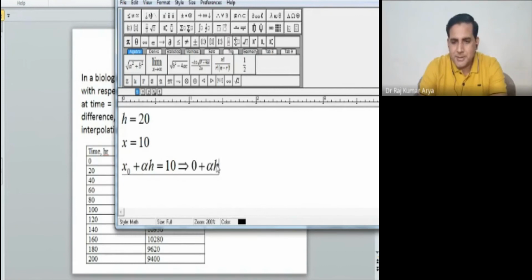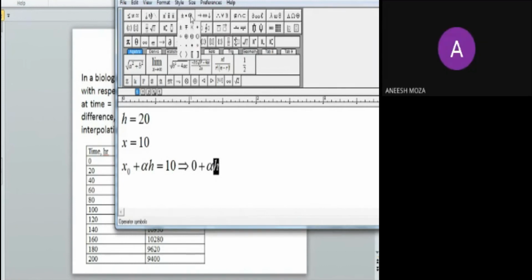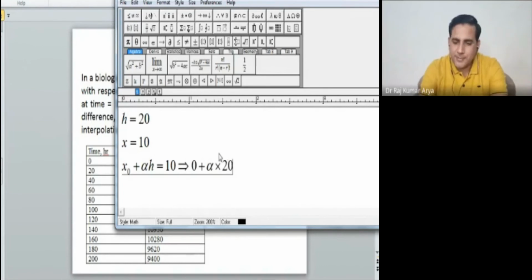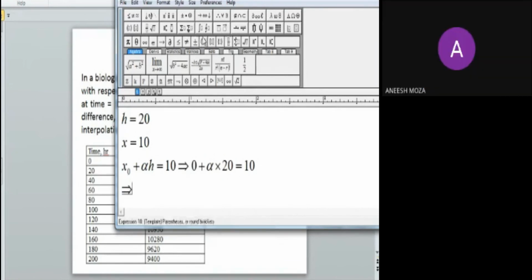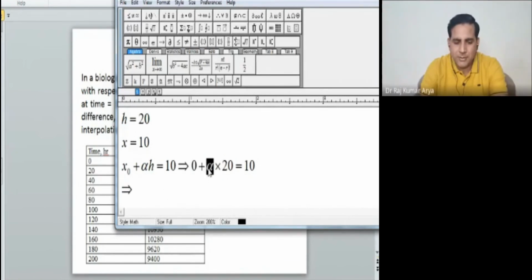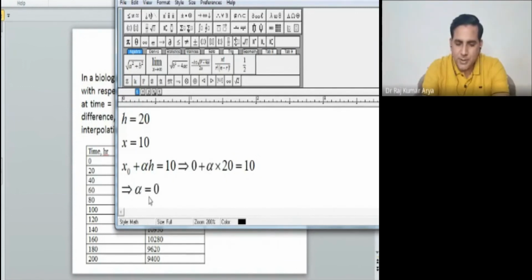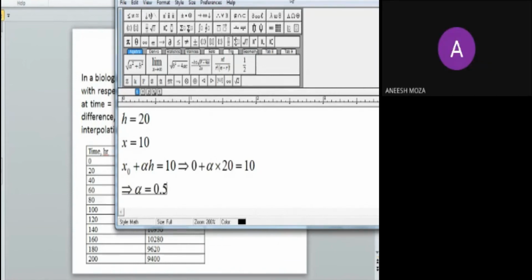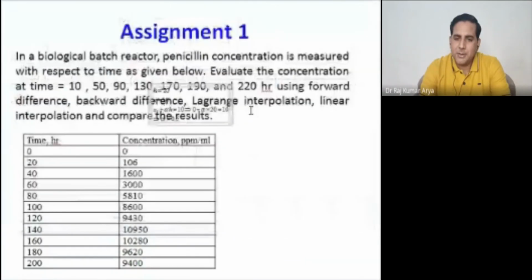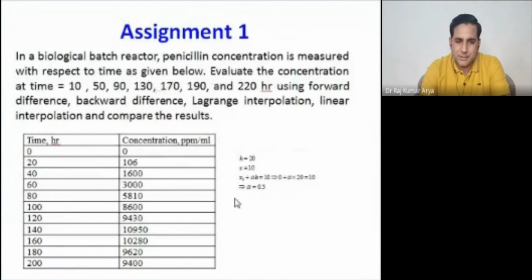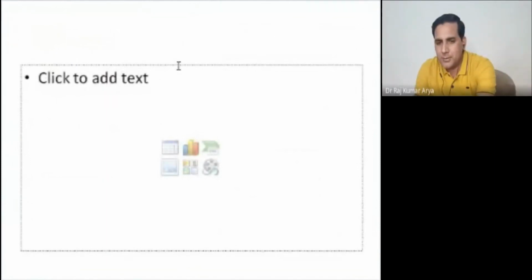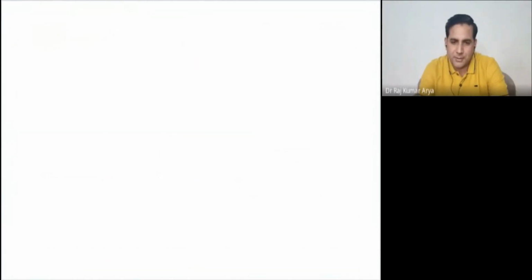And your h is how much? 20. X is equal to 10. So from here you can calculate how much alpha is. So how much is alpha? Alpha is 0.5. Is that fine? So you got this alpha for the first unknown value. If you want to calculate the value at the first unknown, that is your alpha here. So you can cut it here and paste it here.